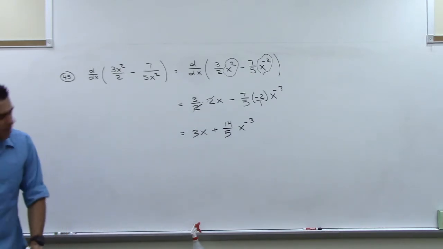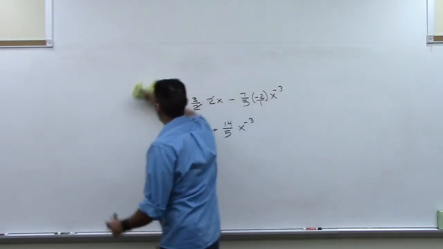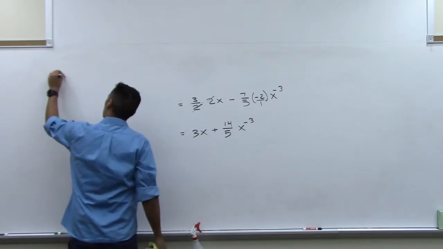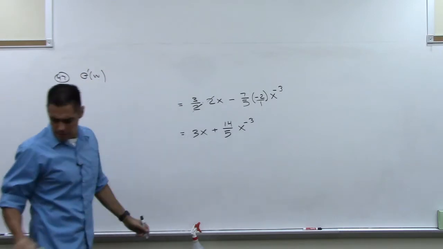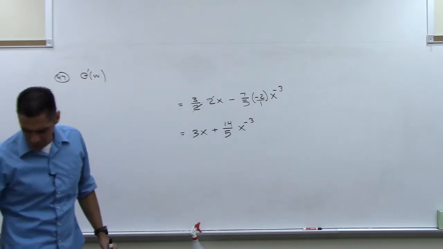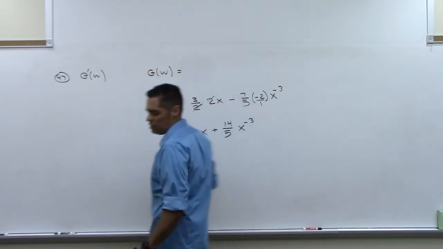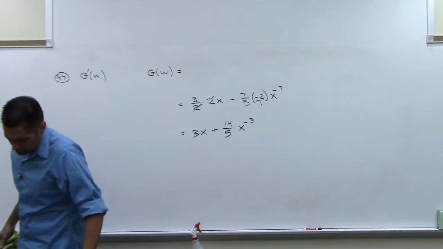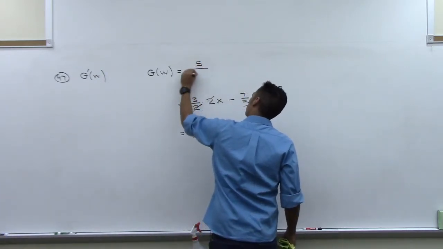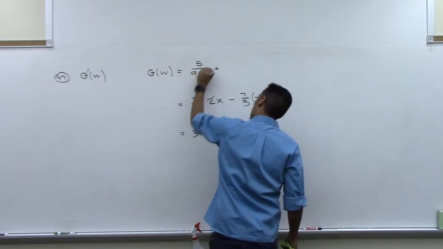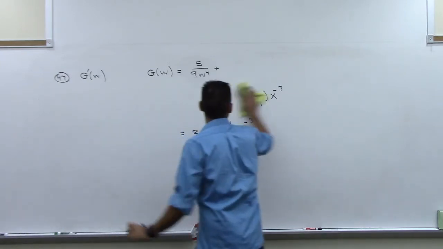Number 47. They give you capital G prime of W is what we want. And they give you that G of W, capital G of W, is the function 5 over 9W to the 4th plus 5 cube root of W.